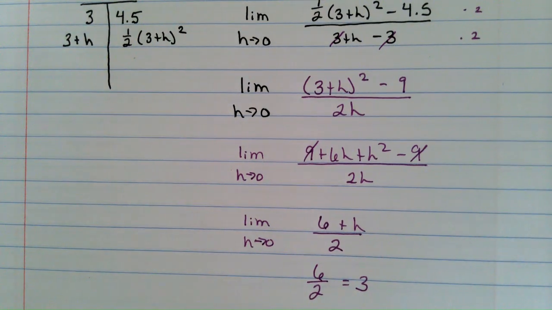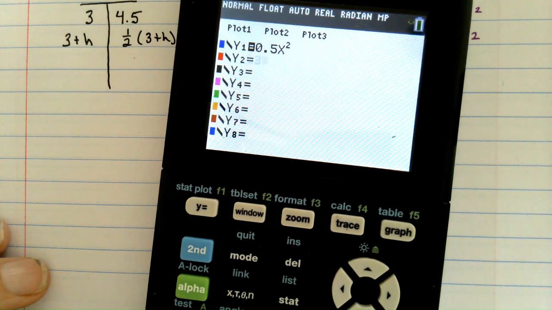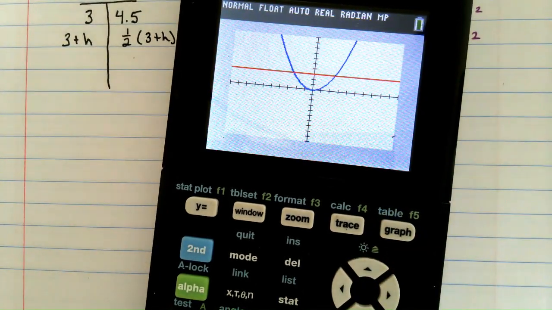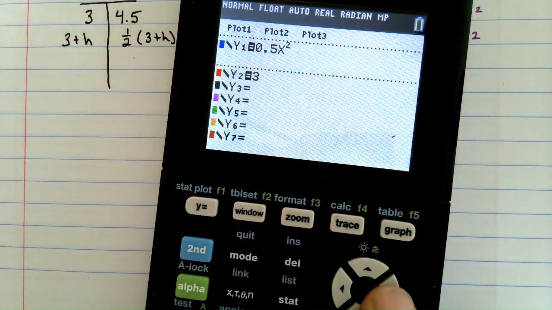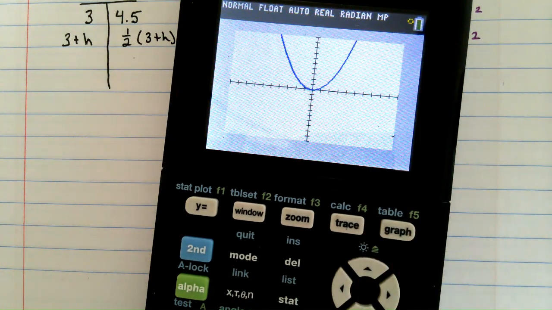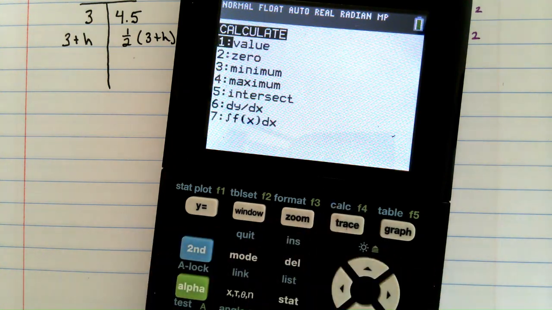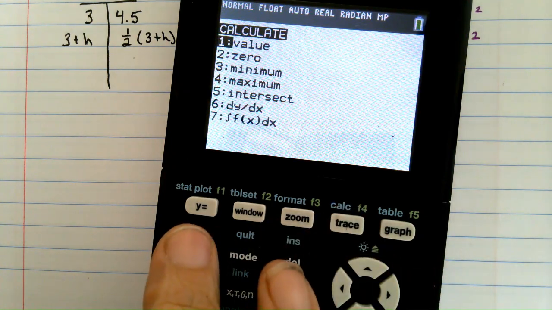Well, let's check. Okay. Well, slope of 3, right? So 3x. It may not touch at that point, but let's see.